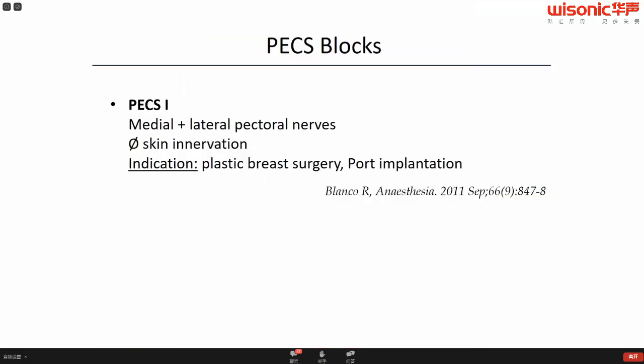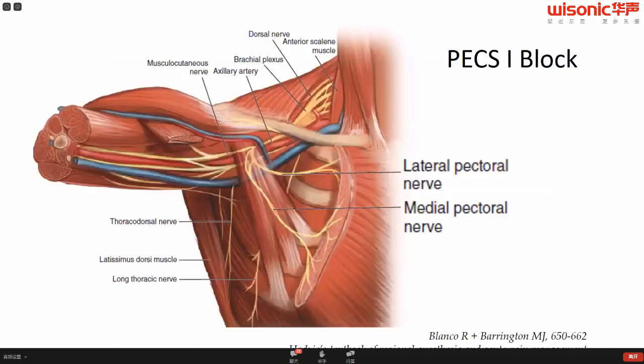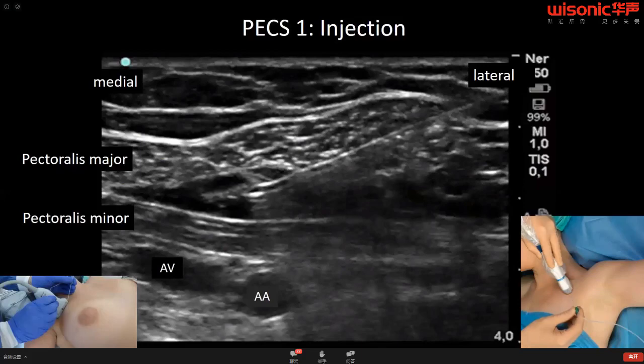The PEC 1 block will block the medial and the lateral pectoral nerves. The PEC 1 block has no skin innervation. Indications are plastic breast surgery and port implantation. Here you can see another anatomical view of the lateral and the medial pectoral nerve, and the probe is placed just below the clavicle. Here you can see the ultrasound picture of a PEC 1 block.